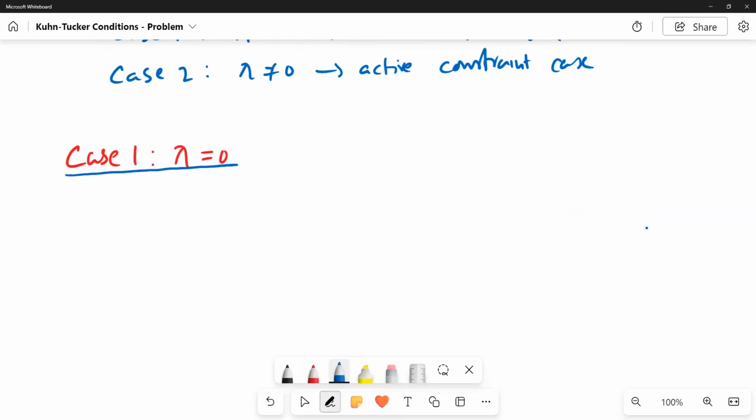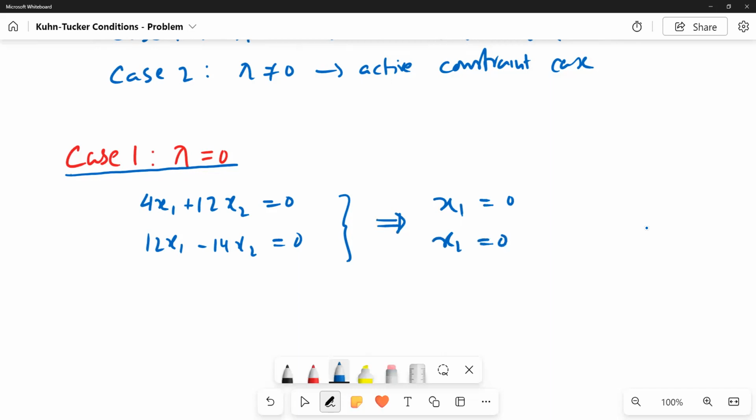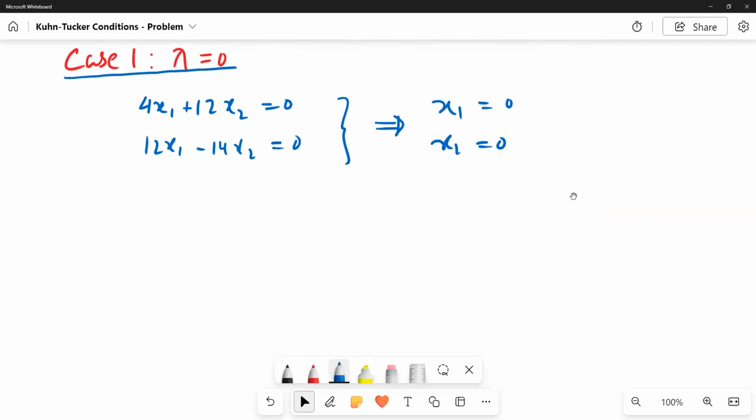So the first equation, equation 1a, becomes 4x1 plus 12x2 equal to 0, as the lambda values vanish. And in the second equation, 12x1 minus 14x2 will be 0. If we solve this, we can figure out that the values of x1 and x2 become 0. And what is the value of lambda? Lambda we already assumed equals 0. So all three are 0.